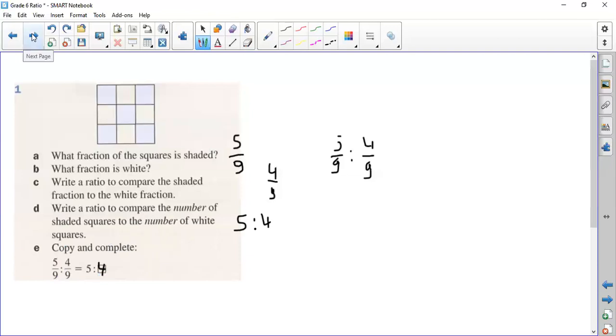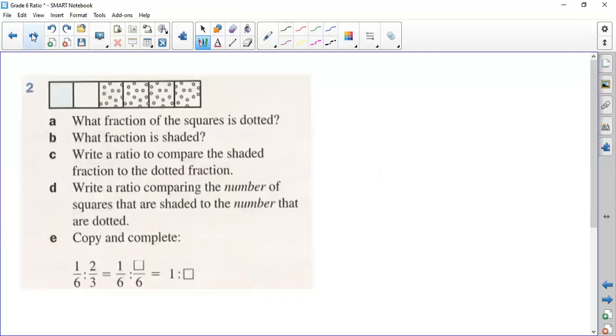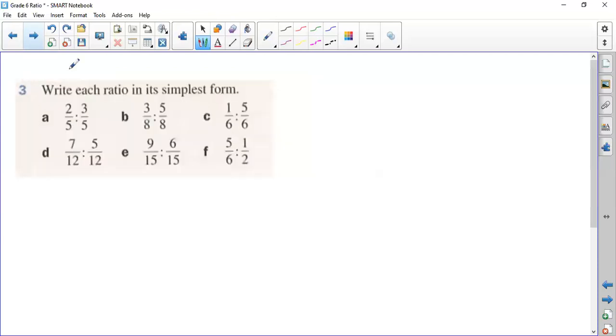Let's practice on the other example. So exercise 2 will be your homework. You will solve it the same as we did in exercise 1. Now I will pass to exercise 3. We have to write each ratio in its simplest form.